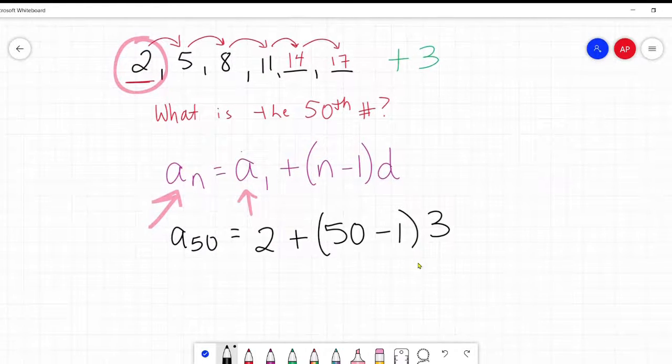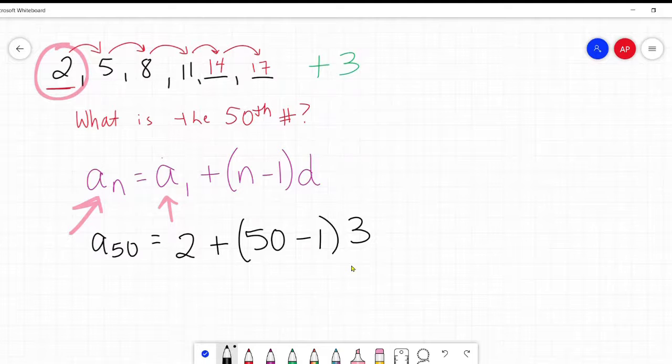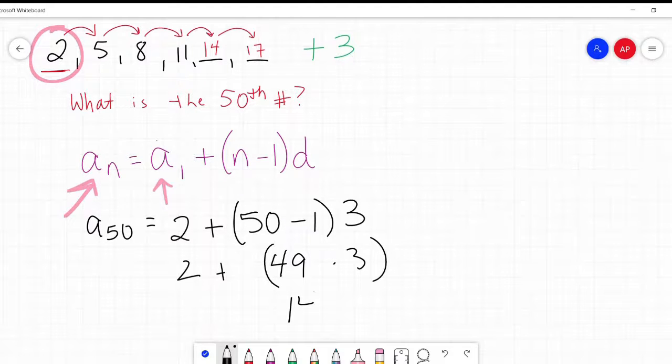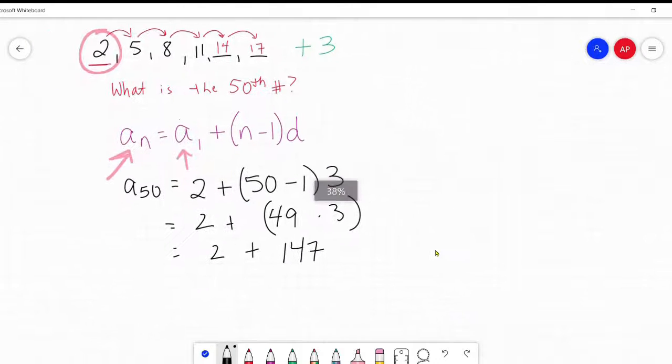Okay, so let's see if we can figure out where this formula comes from. But let's do it very quickly. 50 minus 1 is 49. And here I have 49 times 3. 49 times 3 is 147. And 2 plus 147 is 149. So the 50th term in this sequence is 149.